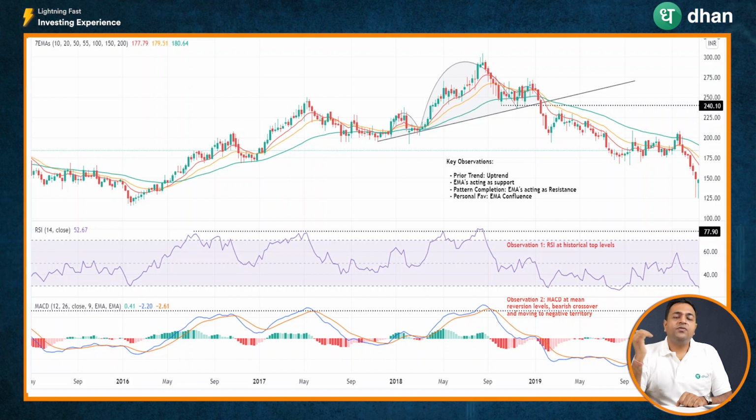We'll cover this topic in further detail in the subsequent videos, but for now, this should be your understanding that you should also look at the levels where the RSI or the MACD has historically peaked out. These kind of observations will always give you an edge in your trading and investing journey.